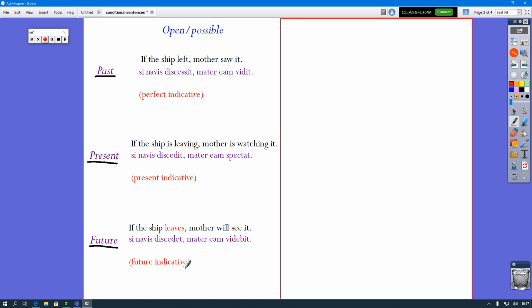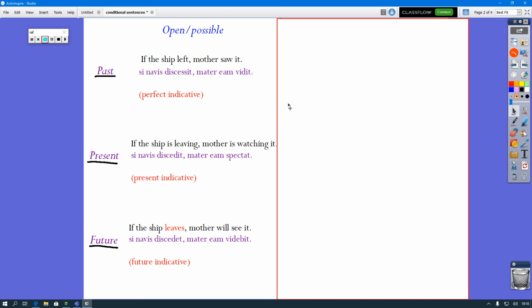Now these are indicative tenses, and these are open or possible conditions. In other words, there's no sense of whether the condition happens or not. In the past, we don't know if the ship left or not, but if it did, mother saw it. In the present, we don't know if the ship is leaving or not, but if it is leaving, mother is watching it. And finally, in the future, we don't know if the ship is going to leave, but if it does, mother will see it. So they're all completely open or possible conditions.